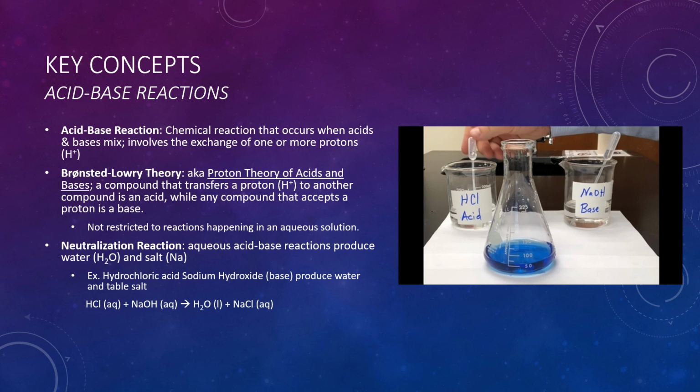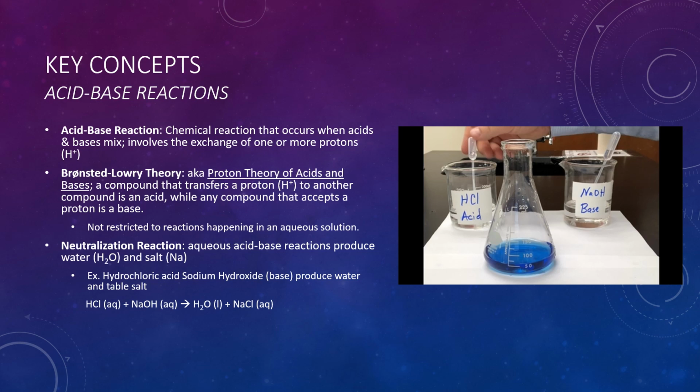An acid-base reaction is a chemical reaction that occurs when acids and bases mix and involves the exchange of one or more protons. The Bronsted-Lowry theory, also known as the proton theory of acids and bases, states that a compound that transfers a proton to another compound is an acid, while a compound that accepts a proton is a base.